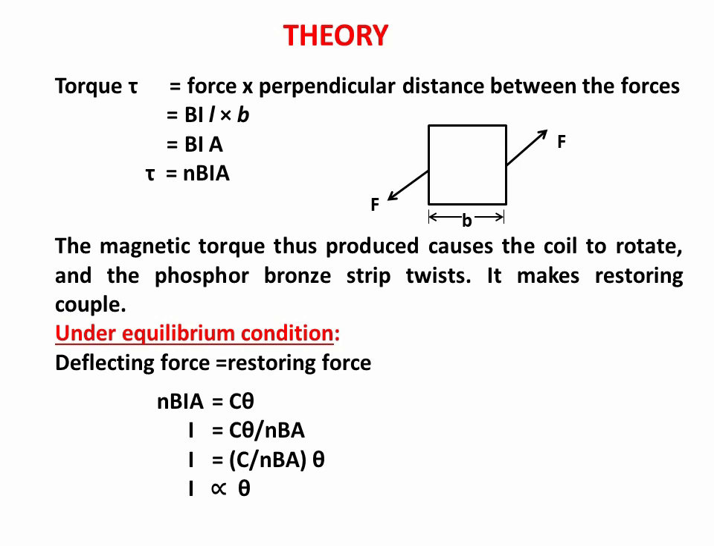Here C is a constant, N is constant, B is constant and A is constant. So, the term within the bracket is all constants, so the deflection theta or rotation theta depends only upon the current. So, I is directly proportional to theta.